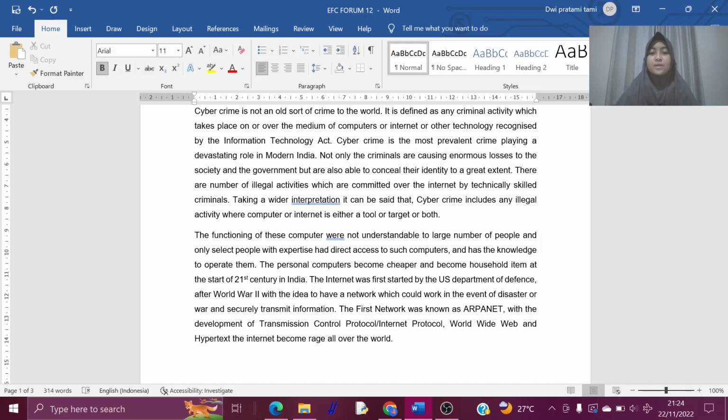Personal computers became cheaper and became a household item at the start of the 21st century in India. The internet was first started by the US Department of Defense after World War II with the idea to have a network which could work in the event of disaster or war and securely transmit information. The first network was known as ARPANET. With the development of Transmission Control Protocol or Internet Protocol, World Wide Web, and hypertext, the internet became widespread all over the world.